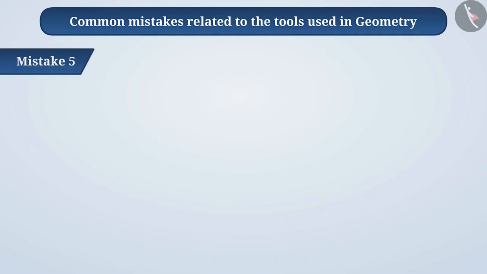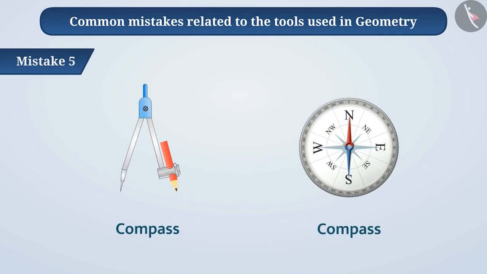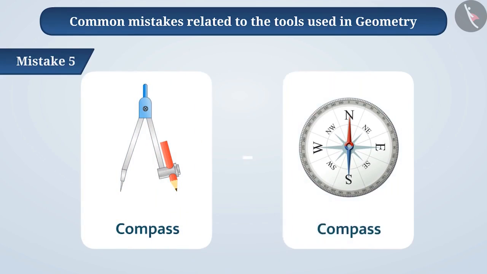Mistake 5. The geometrical instrument compass is an English word which is similar to a magnetic compass. This confuses some students who believe that the compass of a geometry has some relation with the magnetic compass. This is a misconception and there is no relation between them.